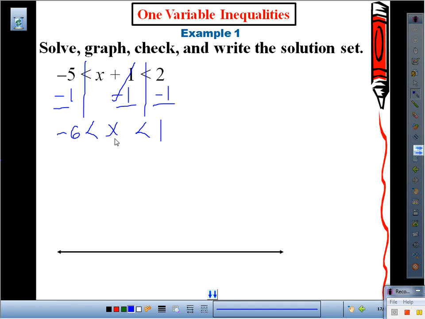Since x is already by itself, now I'm going to graph. So pay attention. Here we go. To graph, I start with my 0. I'm going to start with the first part. Please focus. Stop copying. You'll copy at the end. Oh my goodness.